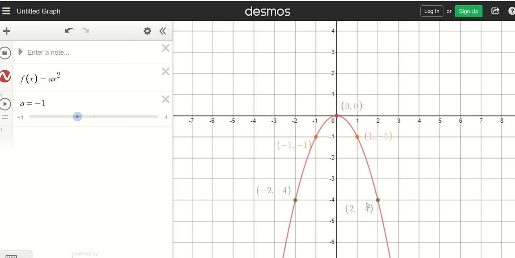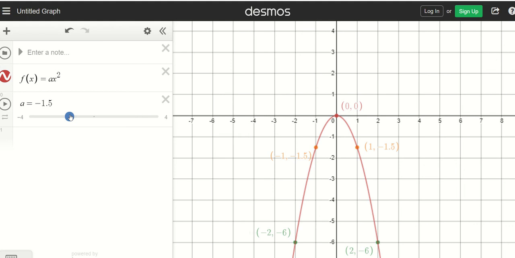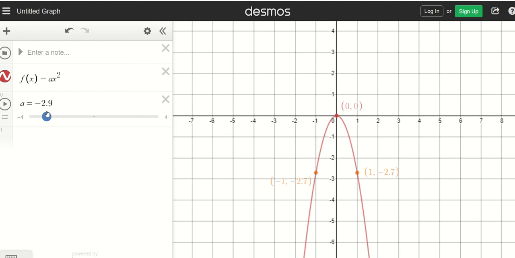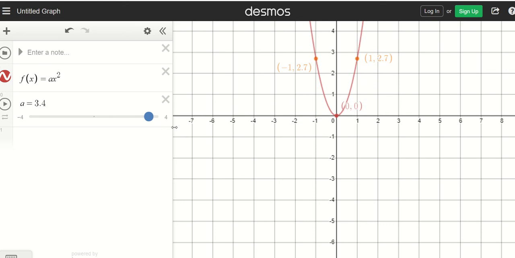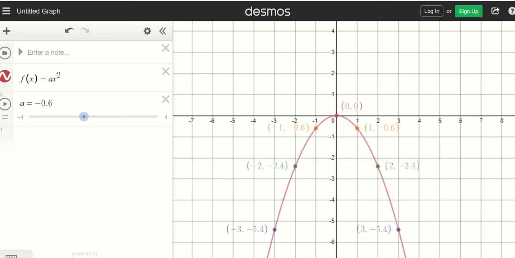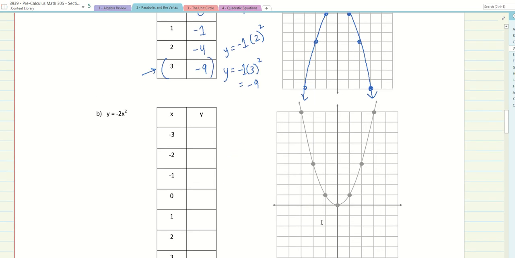1, -1, 2, -4, and so on. And then, if I continue on having bigger negative numbers, it's upside down and stretched. So upside down and stretched, negative coefficient, positive coefficient. Okay? Yay.